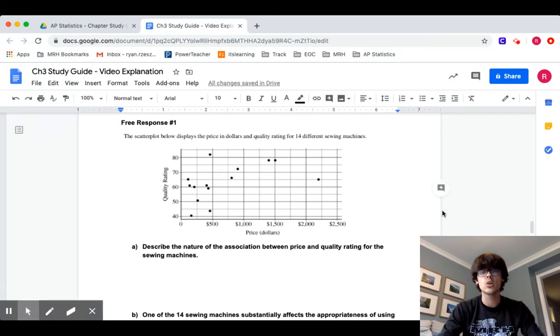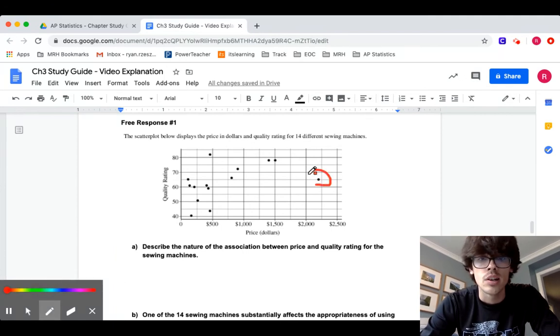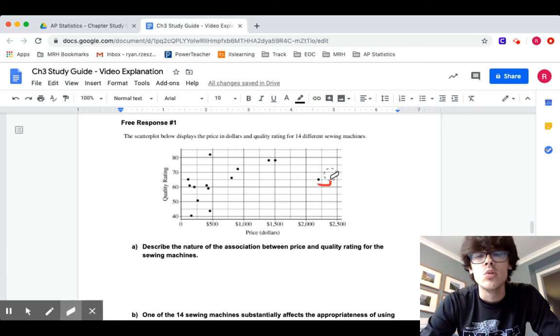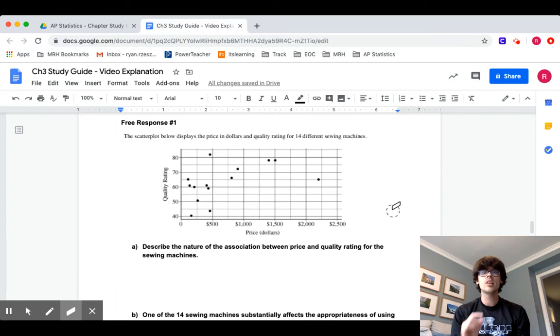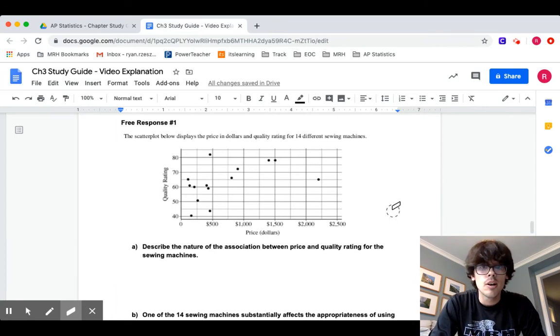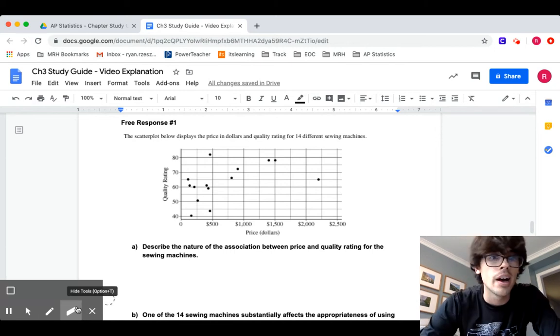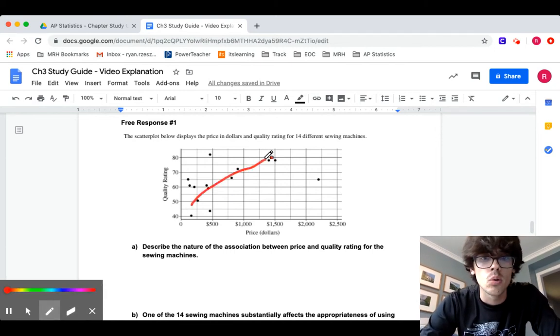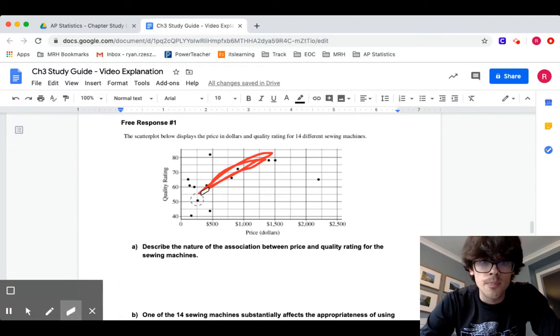Unusual points, I could address this one point right here. They make us do that in a later question in part B. That point could be considered unusual. They didn't actually make you do that on the answer key, but you should write it down anyway. Direction is talking about whether it's positive or negative, and it does appear to be somewhat positive, especially throughout this whole part of the picture. So we have somewhat of a positive association.